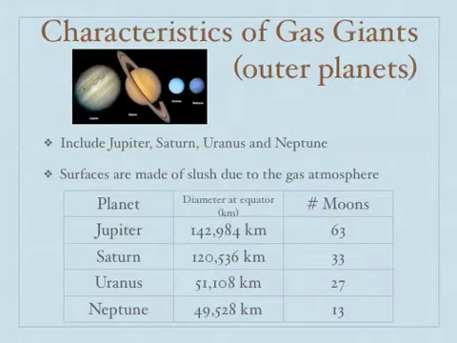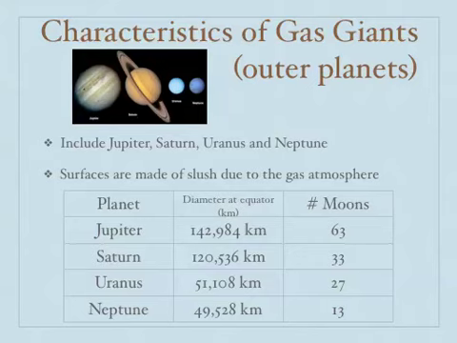Moving on to the gas giants. These are the outer 4 planets. They include Jupiter, Saturn, Uranus, and Neptune. Neptune is the furthest from the Sun. The surface of these planets are made out of gas, and they're very slushy. You can't stand on them due to the large gas atmosphere.